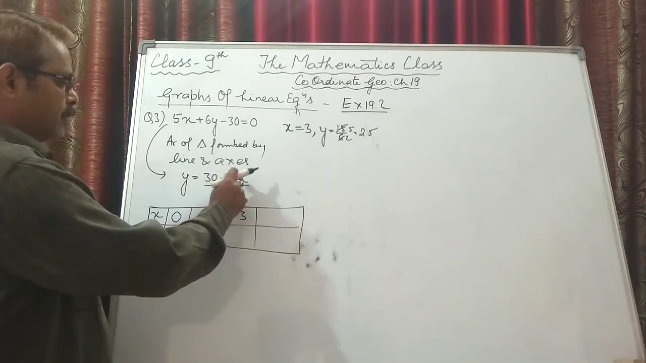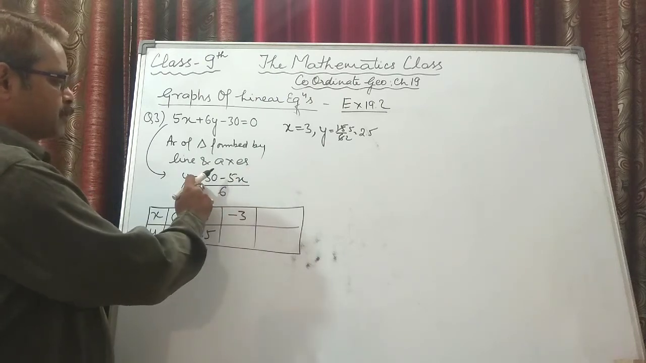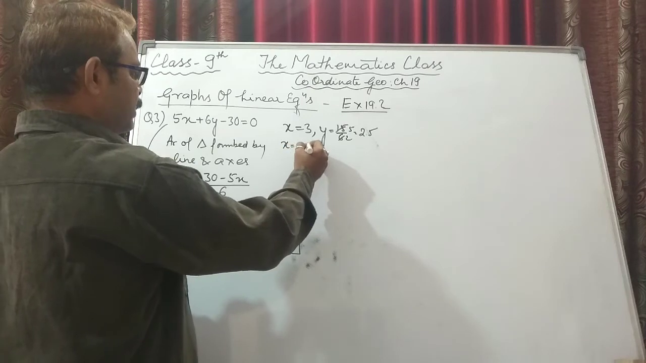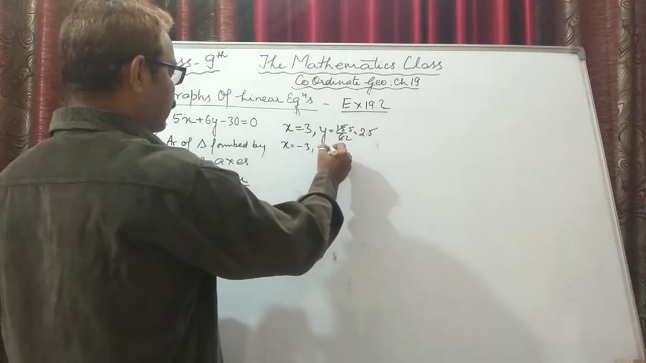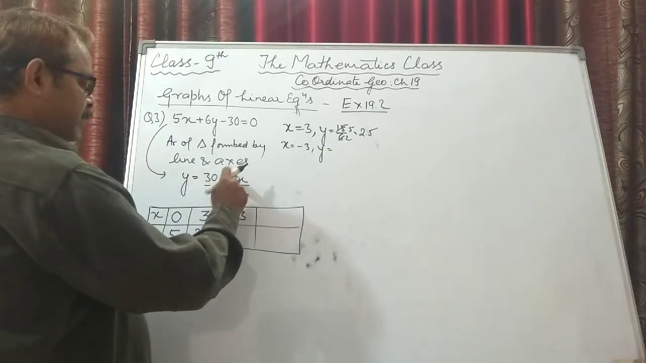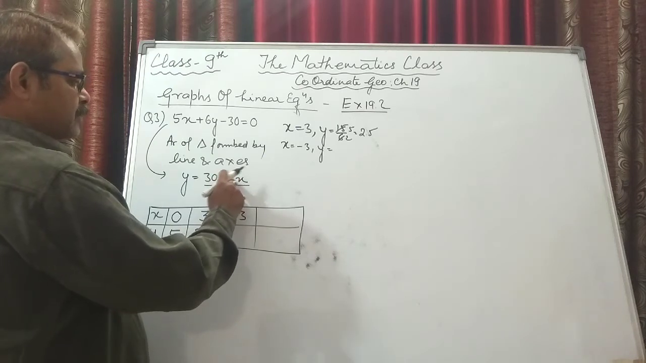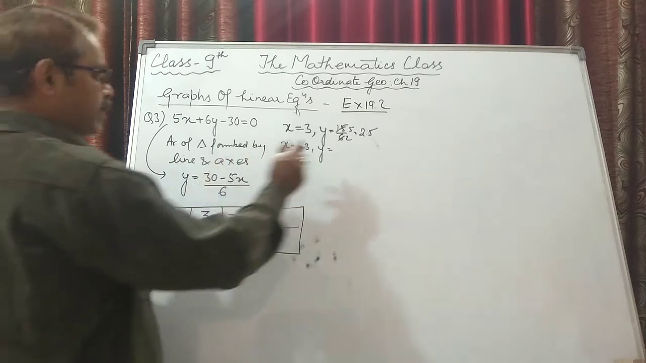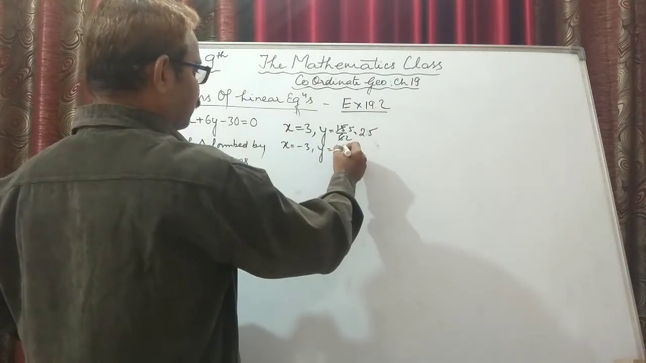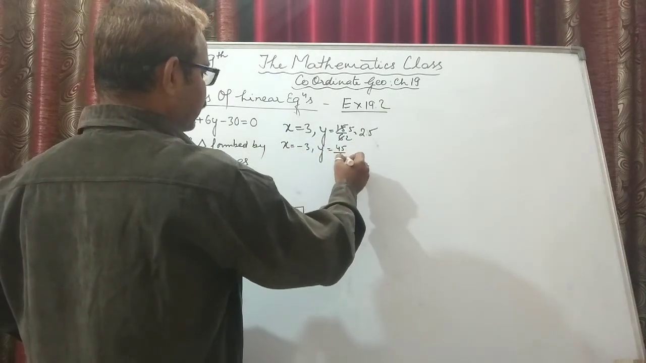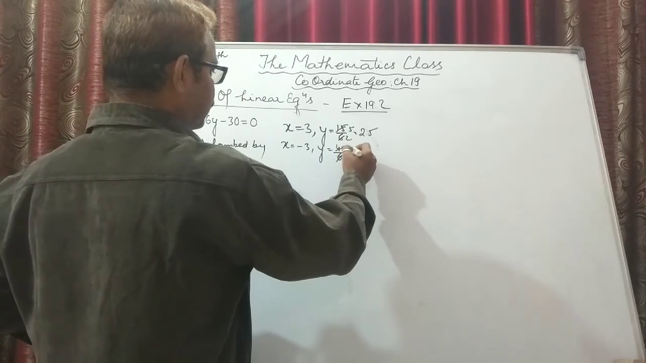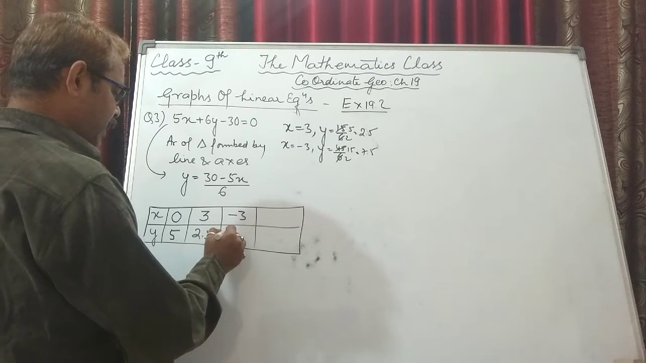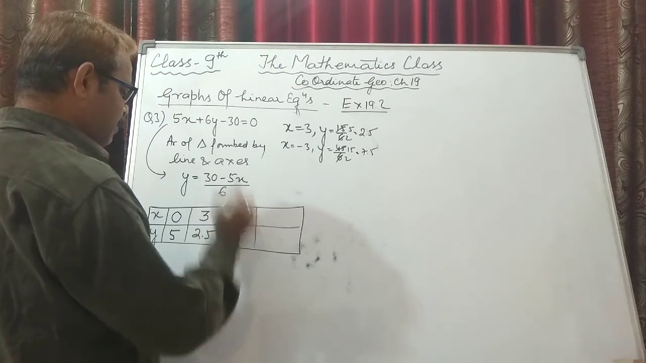15 and 30 is 45. If I take x as minus 3, y will become 5 times 3 is 15, minus 15, minus 5 times minus 3 will become plus 15. 15 and 30, 45. 45 upon 6, 3 2s are 6, and 3 15s are 45, that is 7.5. So we will get the value of y as 7.5.